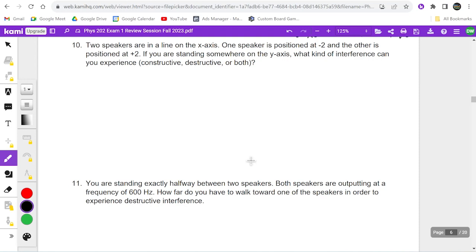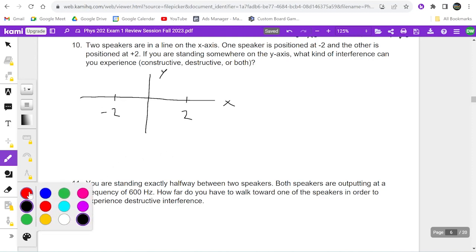A great conceptual question. So I'm going to let you think about this for a second, but first, let me just draw the coordinate axis, okay? Here's X, here's Y. One speaker is at -2, the other speaker is at +2, and you're standing somewhere on the Y-axis. Since I don't say where, you can assume it's anywhere. Like, for instance, I can choose this point right here. Does not matter. Now, I just want you all to take a couple seconds. Can you have constructive, destructive, or both?